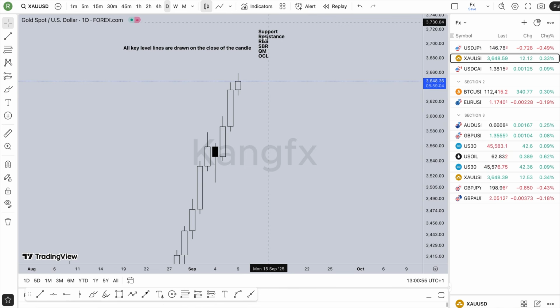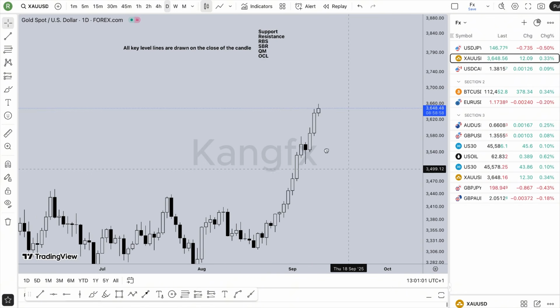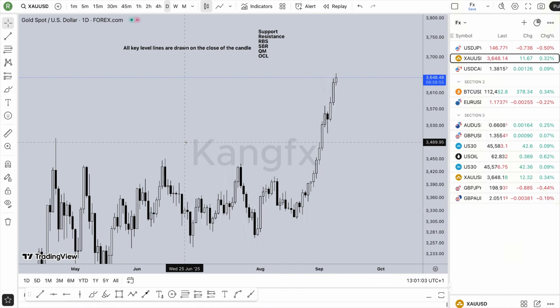So we've done support, resistance, RBS, SBR, QM, and OCL. We're able to understand how to mark and identify these key levels.